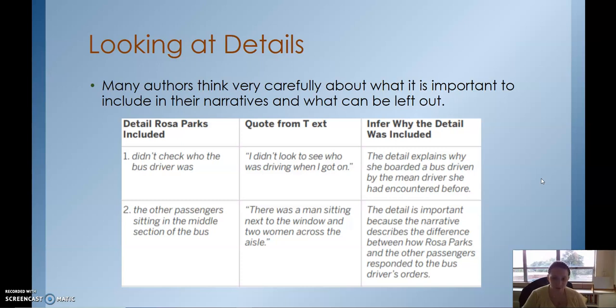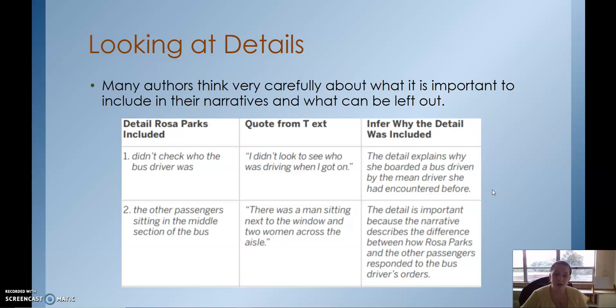So that's why an author is very strategic on what they include when they're writing their narratives, things that are important. So, for example, in her narrative, she included the fact that she didn't check who the bus driver was. So the quote from the text is, "I didn't look to see who was driving." The reason she included that is because she had boarded the bus driven by the mean driver she had already encountered. So it kind of already lays the foundation of something that's already happened and brings it to the forefront. This is why she decided to include it, because that's an important detail, that this guy was mean. She already knew he was a mean driver, and how that actually keeps going with the story.